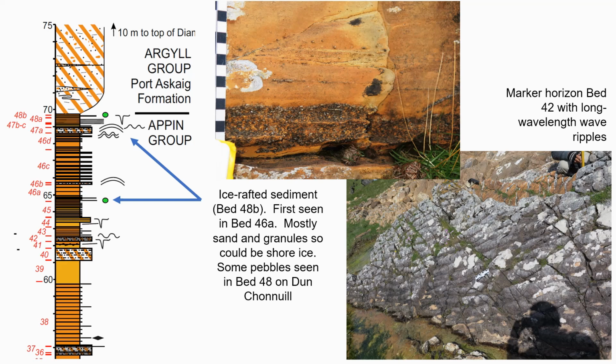This includes a marker bed, which is bed 42, which has long wavelength wave ripples, which are very useful for fine-scale correlation. They're even found in a raft of the boundary beds found within the megabreccia diamictite 13, the Great Breccia, on the island of Garbh Eileach in the Garvellach group. The photograph at the lower right shows us this wave-rippled bed 42.